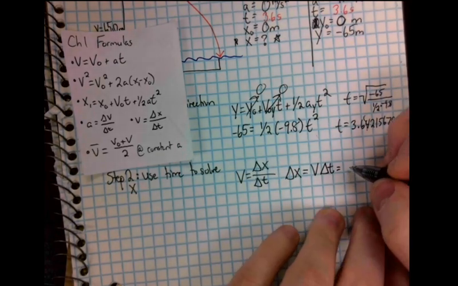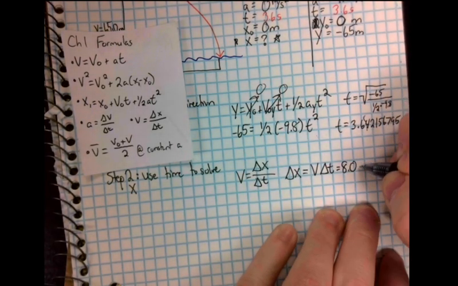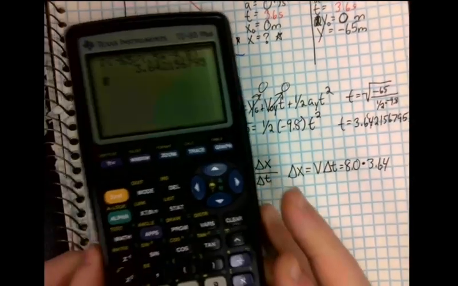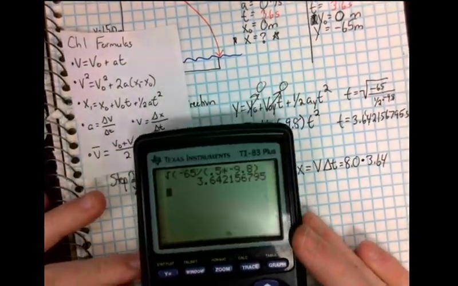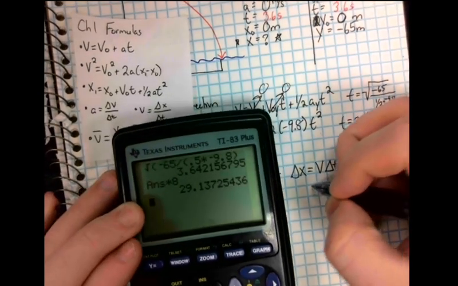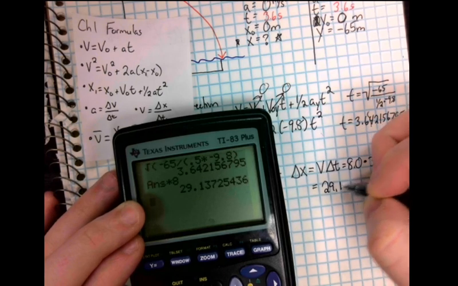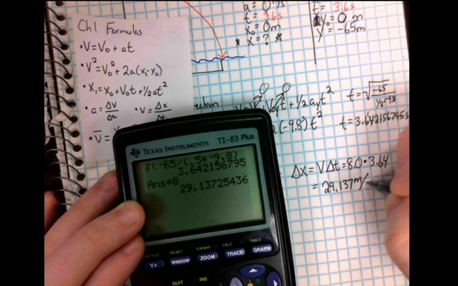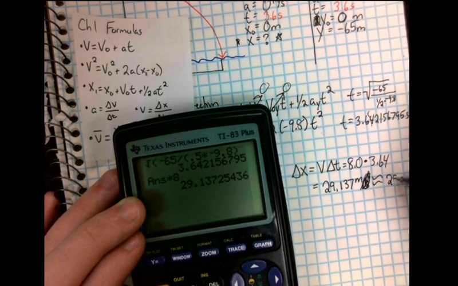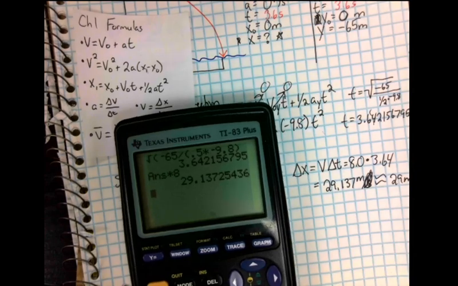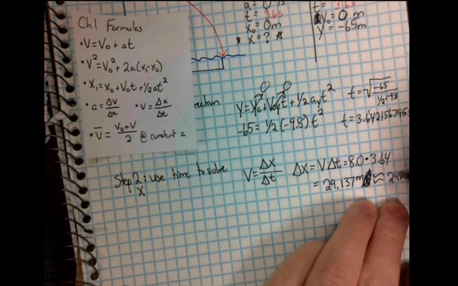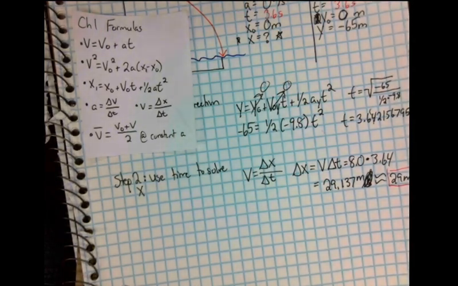So our change is going to be our 8.0 times our 3.64. Now again, I'm just going to carry over the full number because this equation is easy enough to keep that number intact. So I'm going to do times 8, and I got 29.137 meters away, which, if we go to sig figs, would be 29 meters, because I have 2 sig figs. And then we'll box that. So that is our answer to this question.